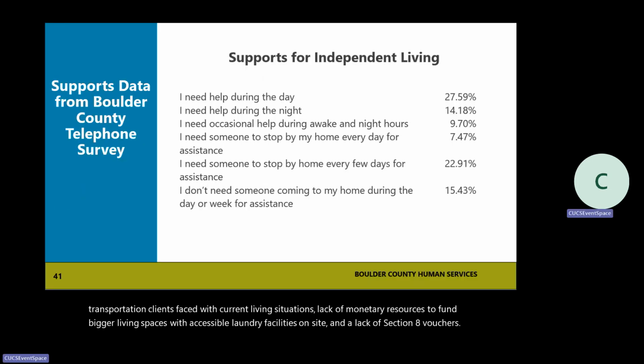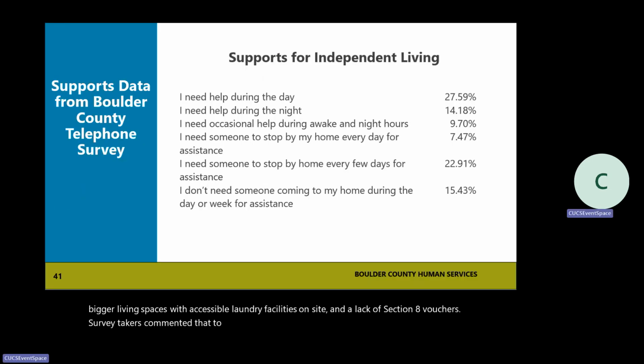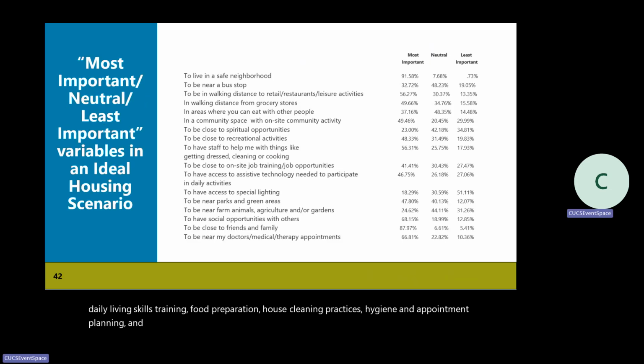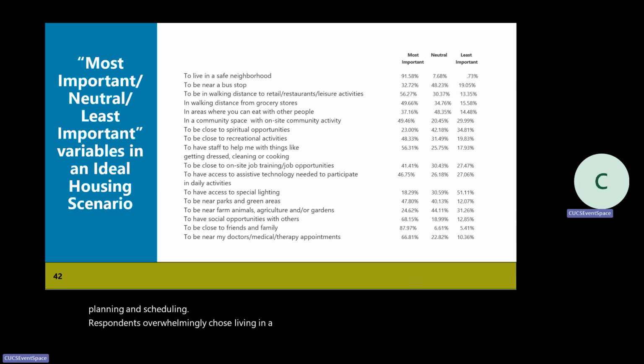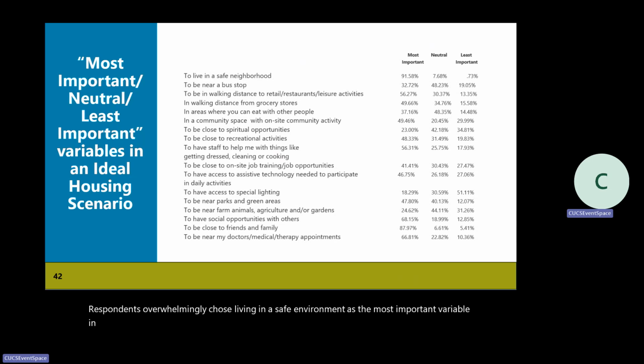Survey takers commented that to achieve optimal independence regarding future housing, they would require ongoing training in money management, paying monthly bills, grocery shopping, daily living skills training, food preparation, house cleaning practices, hygiene, and appointment planning and scheduling. Respondents overwhelmingly chose living in a safe environment as the most important variable in ideal housing situations.